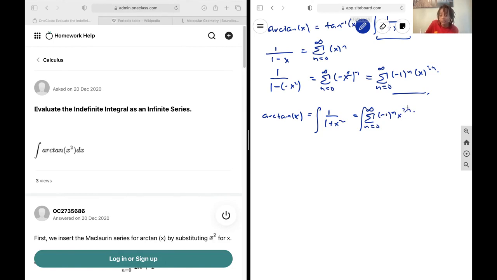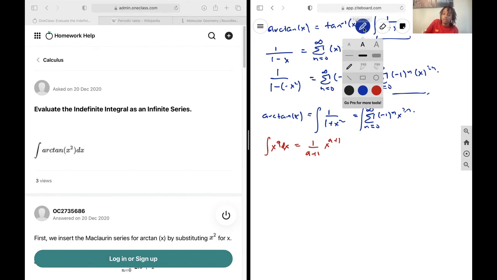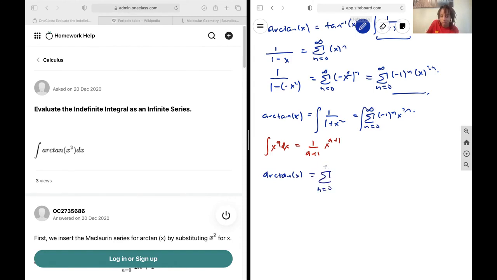And so we're going to remember the exponent rule, which is just the fact that the integral of x to the a dx is equal to 1 over a plus 1, x to the a plus 1. And so in this case, our a is 2n, so a plus 1 is 2n plus 1, x to the power of 2n plus 1. So all of that will mean that arctan of x is going to be equal to this infinite series all over 2n plus 1.